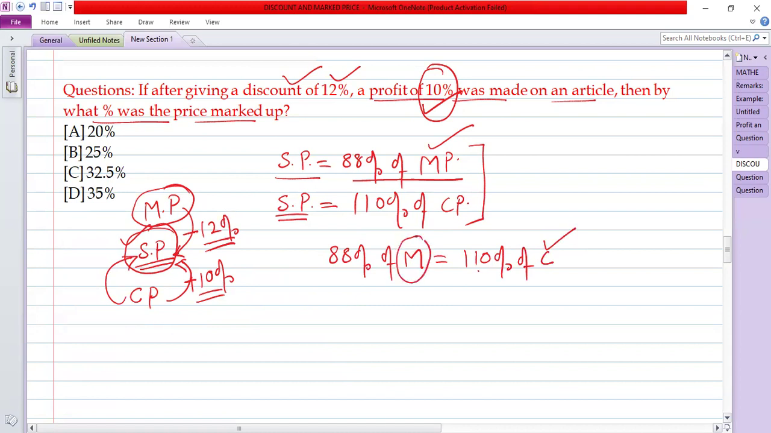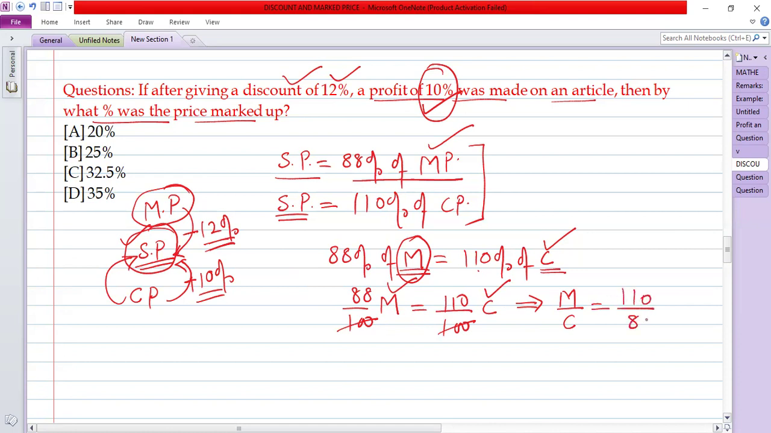What is M? M is the marked price. What is C? C is the cost price. So now 88 by 100 of M is equal to 110 by 100 of C. We can cancel out, and we will have the ratio M to C, which will be 110 by 88. So now this M by C will be nothing but 10 by 8.